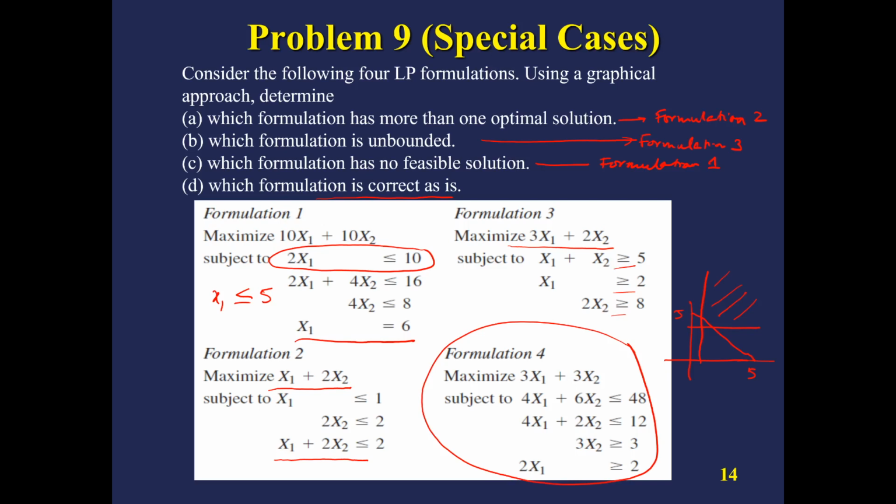By the way, the formulation where we have multiple optimal solutions, which is formulation number 2, is also correct. I think there is no problem with that. The problem is with formulation 1, because it has no feasible solution, and formulation 3 is also having a problem because some constraint is missing. It is unbounded. Formulation 2 is also correct, but it has a special case of multiple optimal solutions.